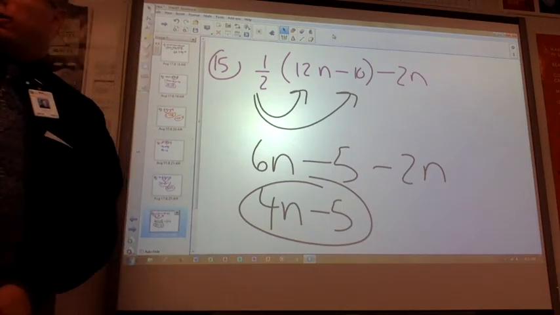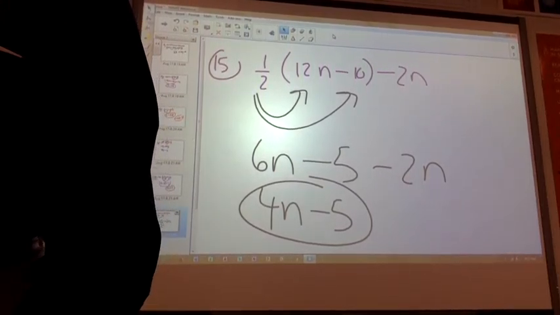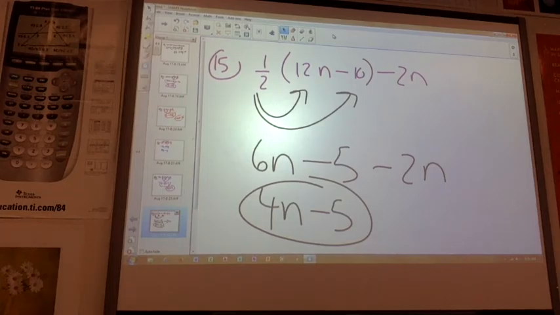Sweet. Clear your desks. Calculators work. What? Actually, just don't erase it. Just grab a tissue rather than use your hand.